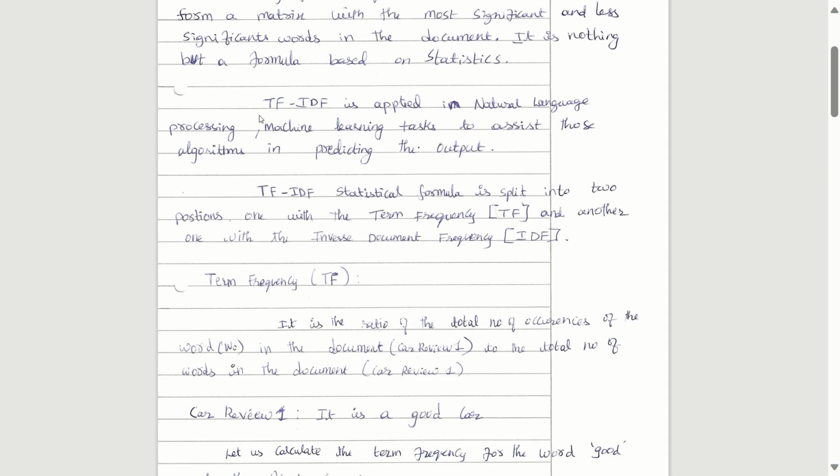So let's divide TF-IDF into two portions. The formula is divided into two portions. One is term frequency and the other is called inverse document frequency. Term frequency is the ratio of the total number of occurrences of the word in the document, say for example a car review, as you have seen in our YouTube series, to the total number of words in that particular car review.